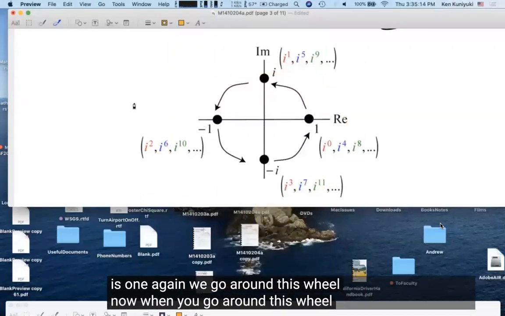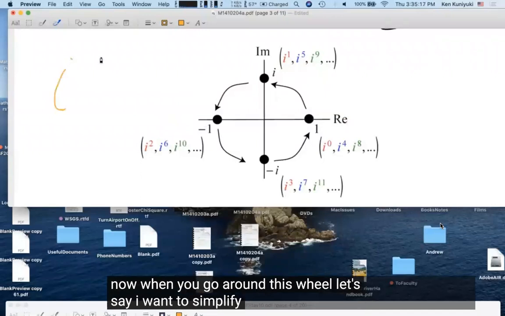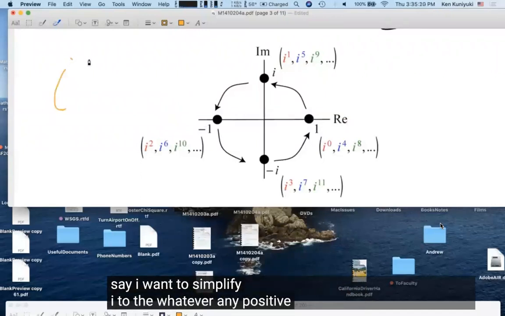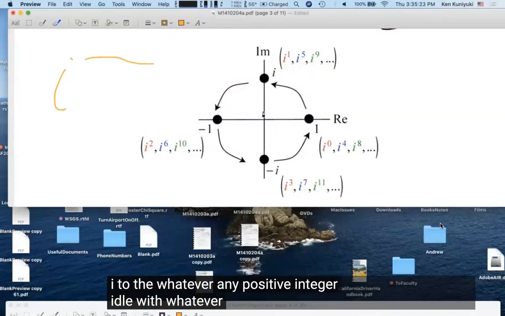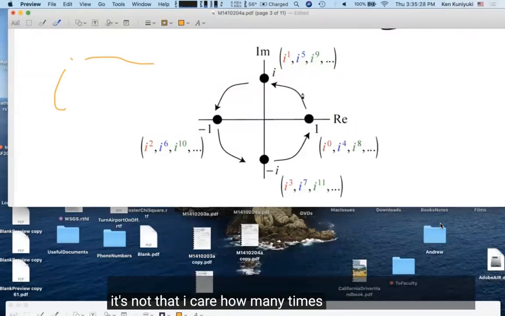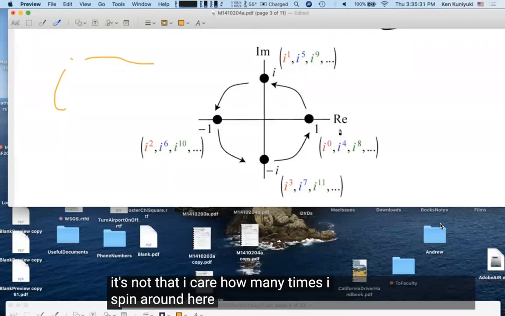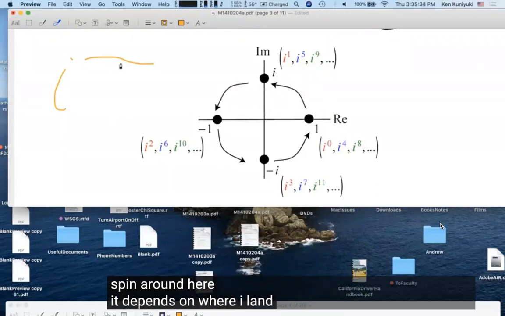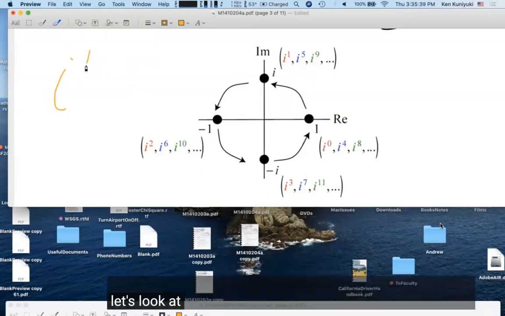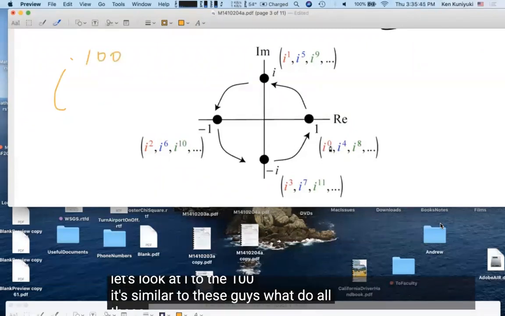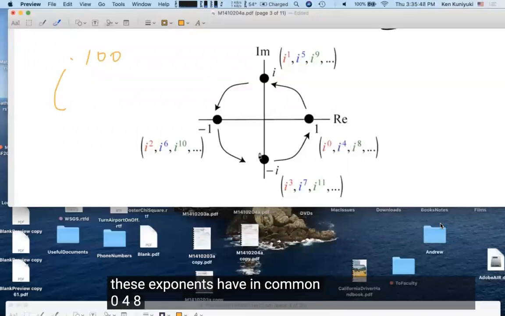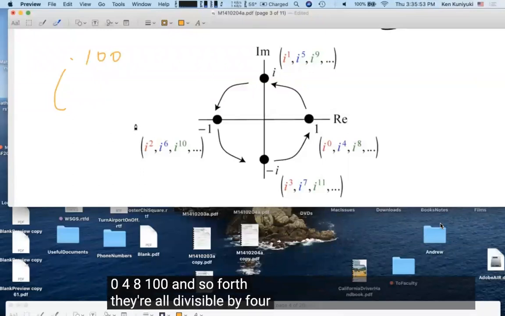Now, when you go around this wheel, let's say I want to simplify i to the whatever, any positive integer. So what's the deal? It's not that I care how many times I spin around here. It depends on where I land. So what's the deal? Let's look at i to the 100. It's similar to these guys. What do all these exponents have in common? 0, 4, 8, 100, and so forth. They're all divisible by 4.